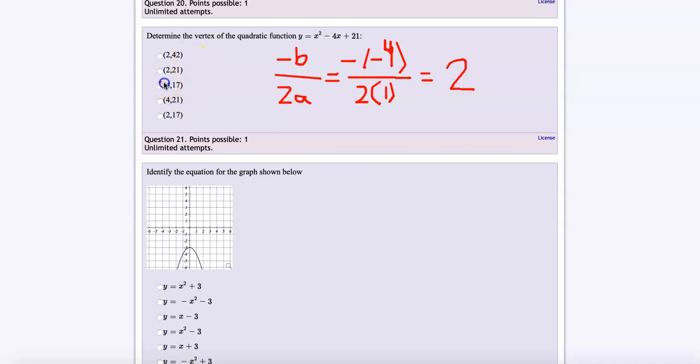So that means it's not going to be one of these. Now we plug 2 in. When you plug 2 in, you get y is equal to 2 squared, which is 4, minus 4 times 2, so minus 8, plus 21. If you add all that up, that is 17. So that means my vertex is at (2, 17).